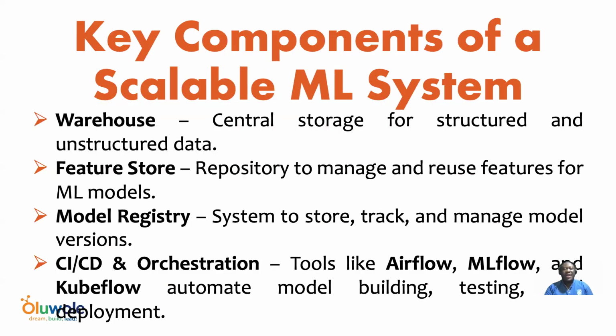All right. So what are the key components of a scalable machine learning system? Number one, the first thing you need is a warehouse. When I talk about a warehouse, we talk about a central storage for both your structured and unstructured data. So you must have a warehouse. The warehouse is just like a data storage where you are storing your data, but when your data becomes large and beyond, it becomes a warehouse, so you are housing different types of data.